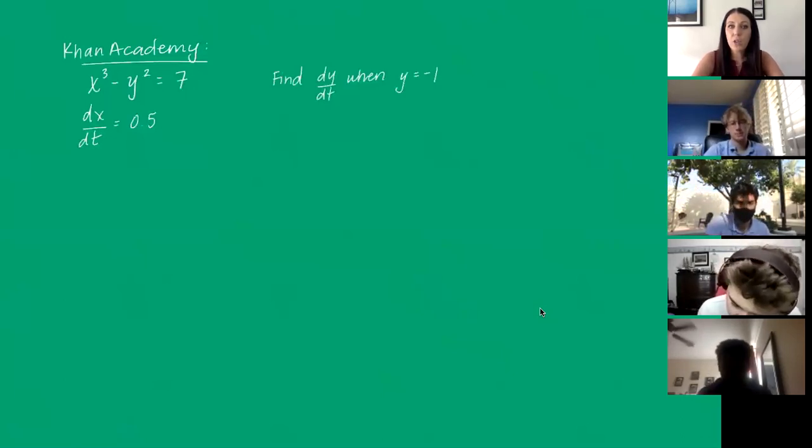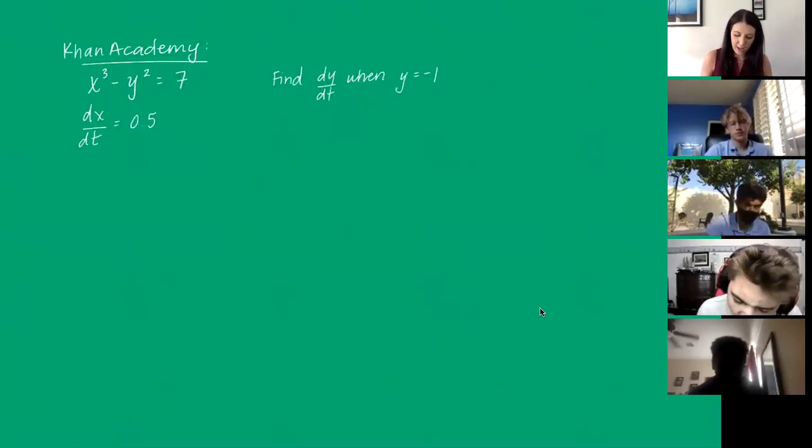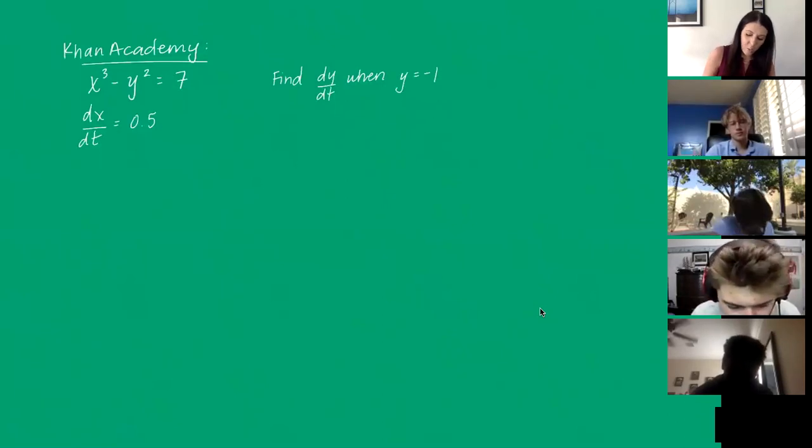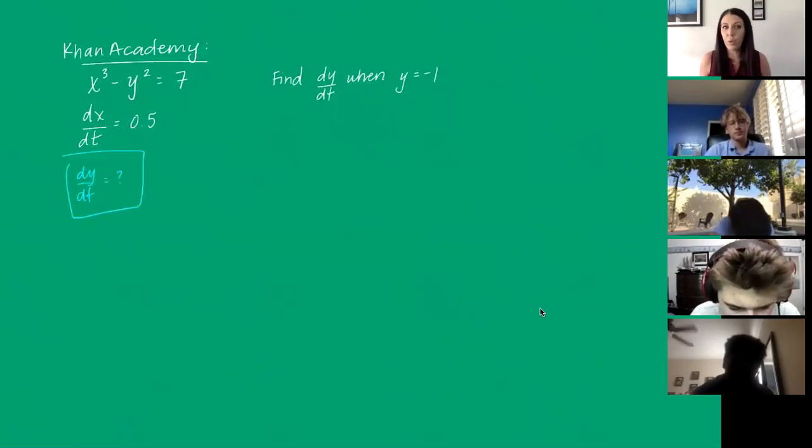Okay, so there's a couple things I would do here. First, I would add this find when. I would add that over here to my list of information. So it wants us to find dy dt. I think it's helpful to identify what it is you're looking for over in that list of information. And then it also gives us y is equal to -1. So I'm going to add that to my list.